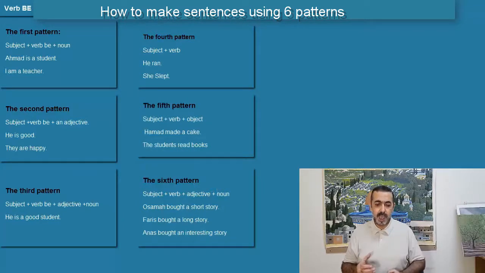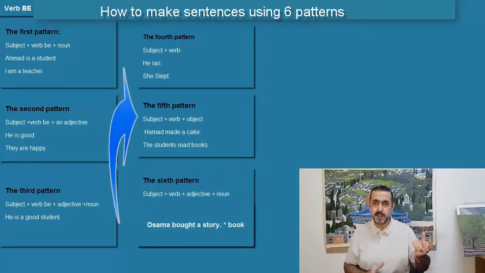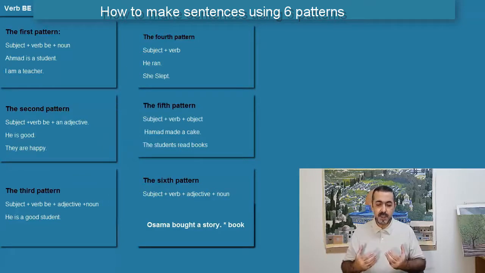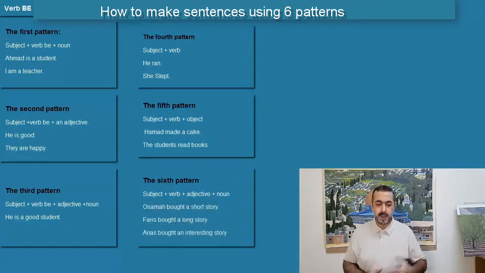So if we say Osama bought a story, that's the fifth pattern, subject, verb, object. We can say Osama bought a short story. Faris bought a long story. Anas bought an interesting story. So we have a subject, action verb, adjective plus noun.